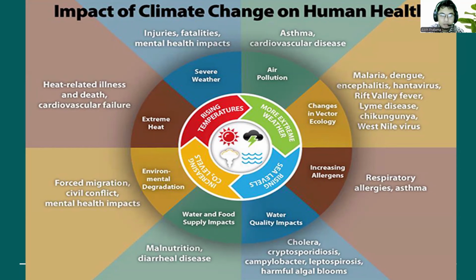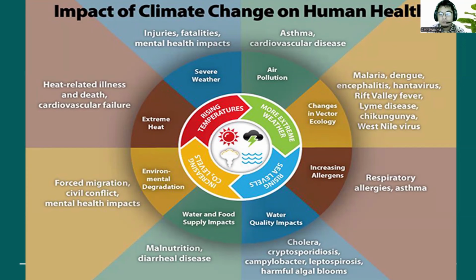At the center of the image, there are three main drivers: rising temperature, more extreme weather, and rising sea levels. Each of these contributes to serious health threats. Starting with extreme heat, it can cause heat-related illness, cardiovascular failure, and even death. Severe weather like storms and floods can result in injuries, fatalities, and significant mental health impact.